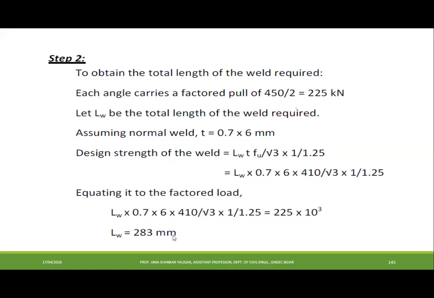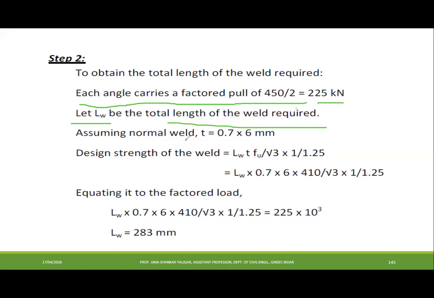Now, to obtain the weld length required, we need to calculate the weld length. We know that there are two angles. Whenever the total load is 450, each angle will carry an equal load. That's why each angle carries a factored pull of 450 divided by 2, because the total load is 450. For one angle separately, 450 by 2 is how much? 225 kilonewton. And let LW be the total length of the weld required.